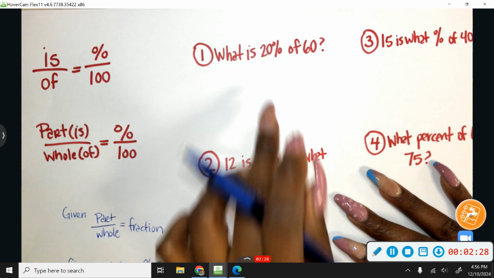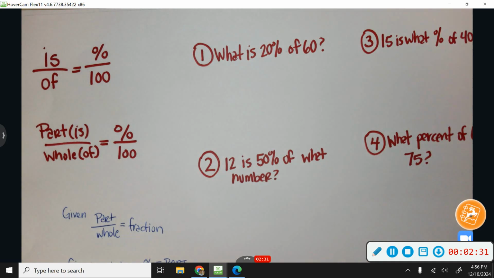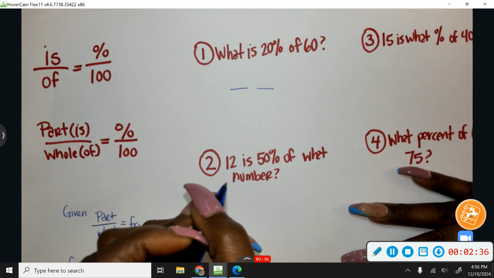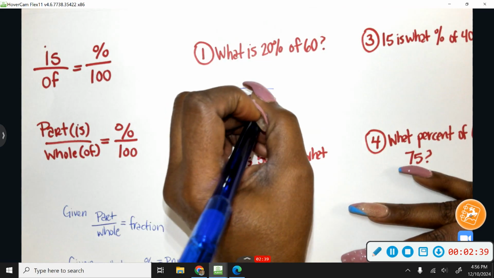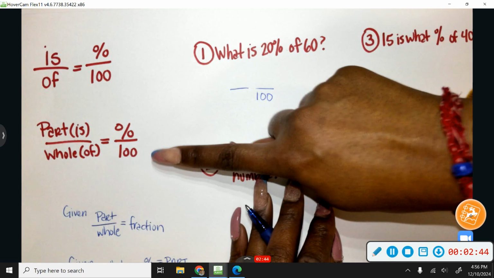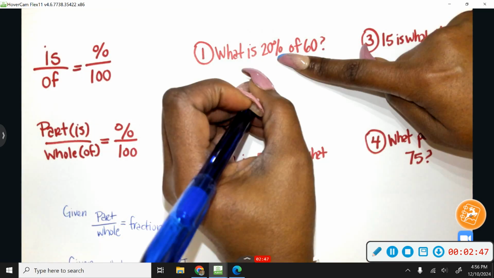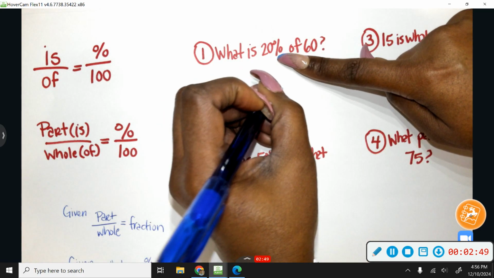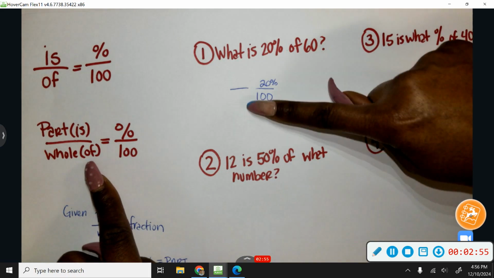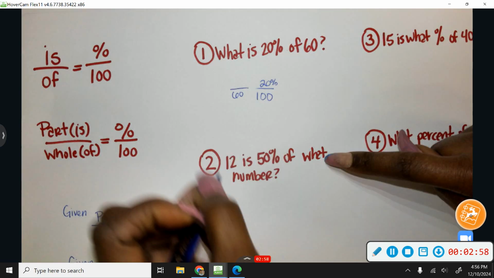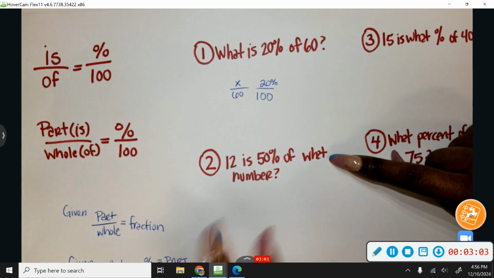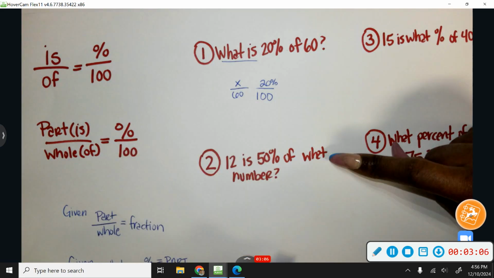So it says, what is 20% of 60? Anytime we're filling out a percent proportion, we already know one thing is not going to change, and that's my 100. So I'm going to put my 100 first. We know above my 100 goes my percent. Do we know my percent? Yes, 20%. And then "of 60," of represents my whole number, so it would go at the bottom of my fraction. And then I'm trying to find my part. We're trying to find "what is," which is my part.